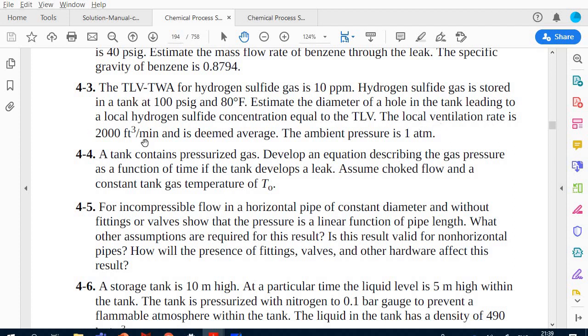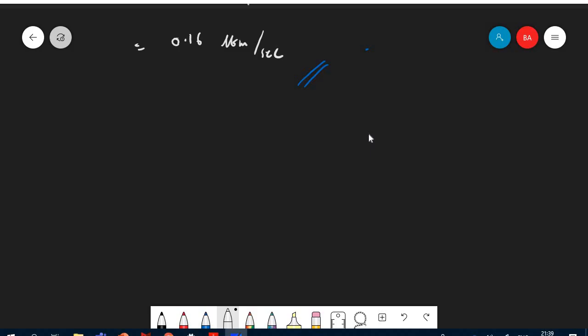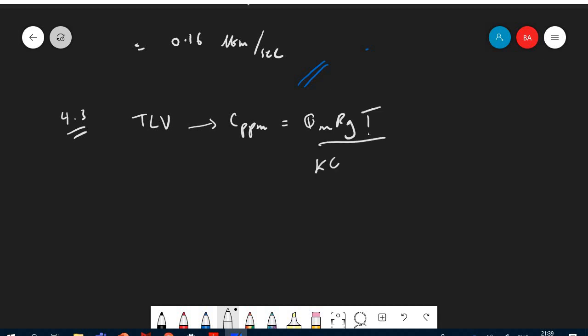The local ventilation rate is 2000 feet cubed per minute and is deemed average. The ambient temperature is 1 atmospheric pressure. So here we have the threshold limit value, right? If you can remember, from the threshold limit value, which we can represent as the CPPM, and I don't know if you remember the equation of the CPPM, which is equal to QM RGT over K QV P M, you just refer to equation 3.9.